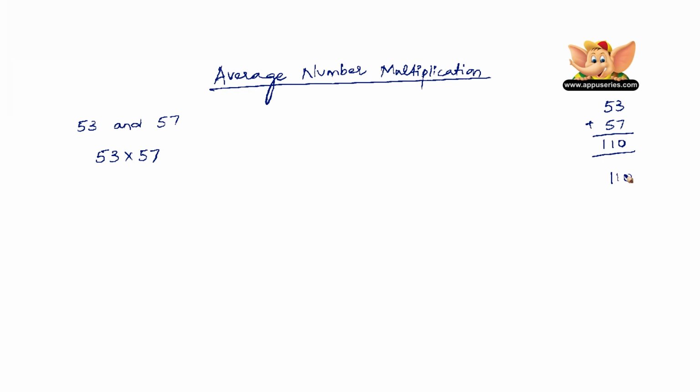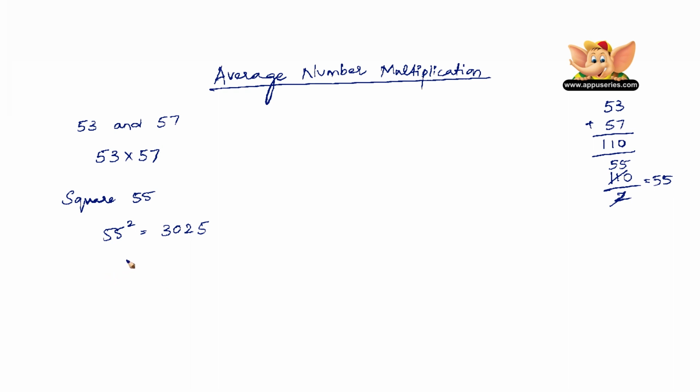So 110 divided by 2 gives us the average of 53 and 57, which is 55. Two 5s are 10 and two 5s are 10. So it's 55. Now how do we use this 55 to make multiplication simpler? Now square 55, that is 55 square is 3025.